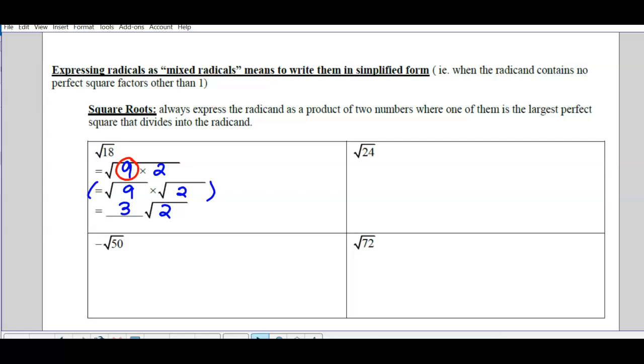So the next one, let's do this. I show this as a product of 2 numbers. I take a look at my list. Obviously, I don't care about anything bigger than 24. 16 doesn't go in, 9 doesn't go in, 4 does. So I show this as 4 times 6. I circle my perfect square. The perfect square gets to go out on the weekend. The 6 has to stay home. So I don't show that middle step that's in brackets on the left.